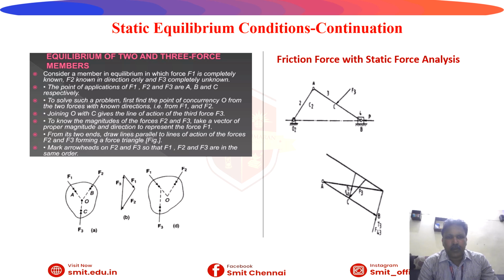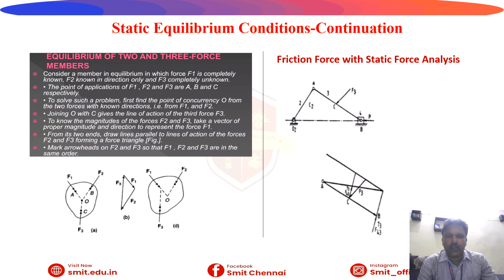For solving this type of problem, first find the point of concurrency, that is concurrent point O, from the two forces with known directions. Known directions means F1 and F2. Joining O with C gives the line of action of the third force, that is F3.